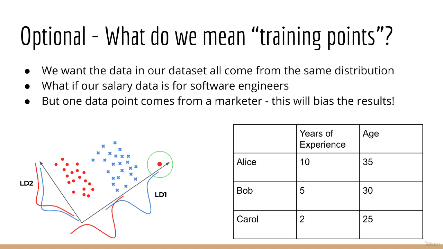But unfortunately, marketers get paid differently than software engineers, and so it's likely that the distribution for marketer salaries is different from the distribution for software engineer salaries. Your model might see this data point as an outlier, which might bias the results. So that's why we want all of our data to come from the same distribution. Otherwise, what we are trying to learn won't make much sense. If we're trying to predict software engineer salaries, we don't want data from people who are not software engineers.